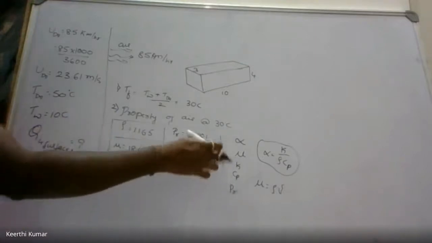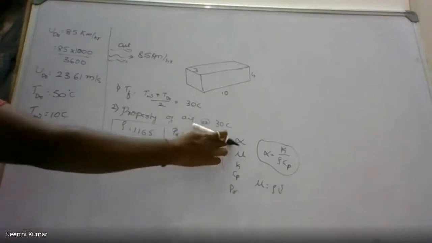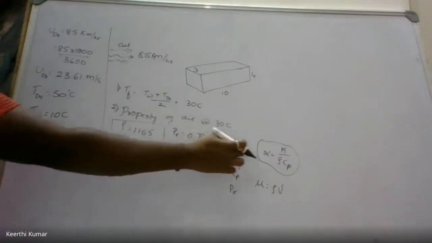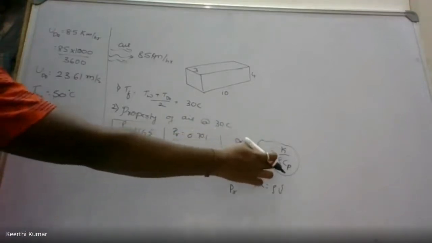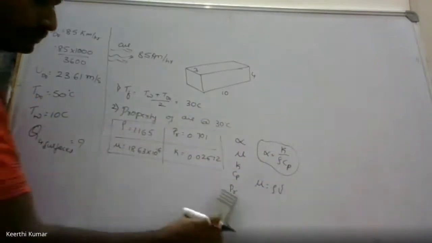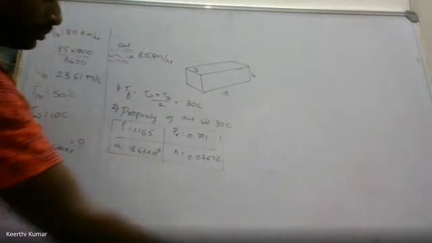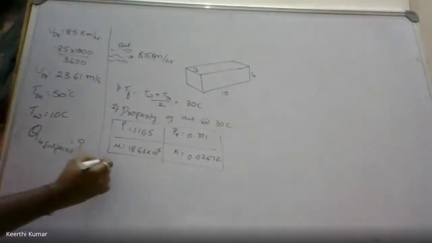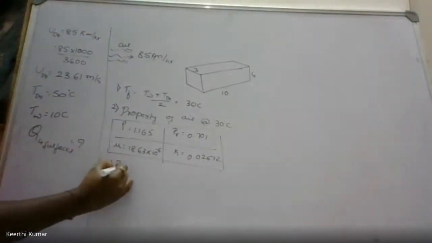In some problem I observed in the question paper, he has given alpha. He has not given rho. So by using this equation, alpha is equal to k by rho Cp, the thermal diffusivity, take out rho and substitute it. That's all. Like this, you are supposed to take the properties. Then, once you take the properties, the third step is the Reynolds number.